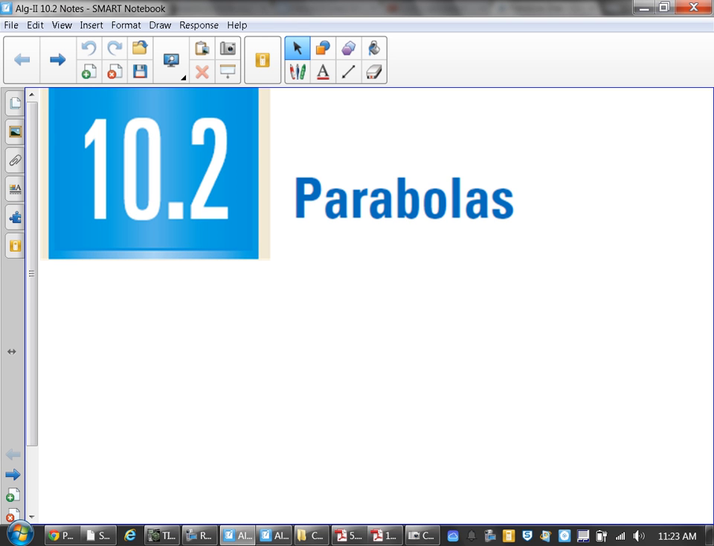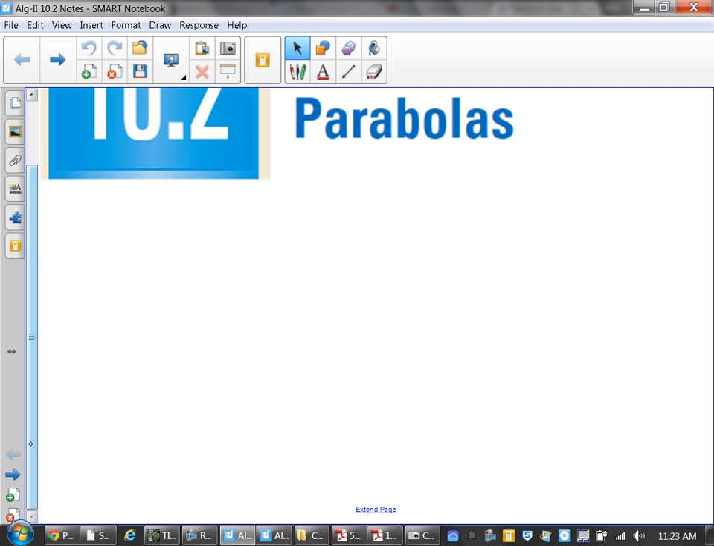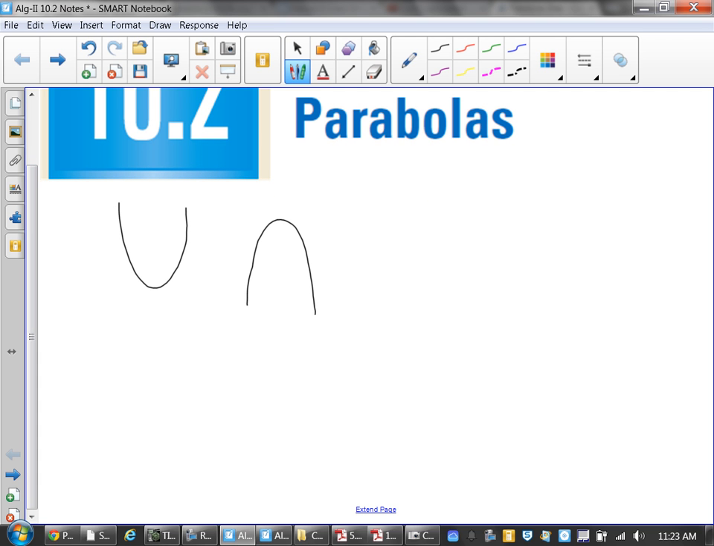I alluded to this last week, saying that we're eventually going to start having parabolas that turn. We know we have up like a cup, down like a frown. We can also have ones that go right and go left. All these parabolas have certain properties, things that we haven't quite worked with yet.